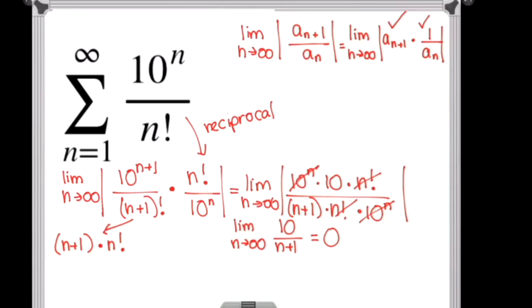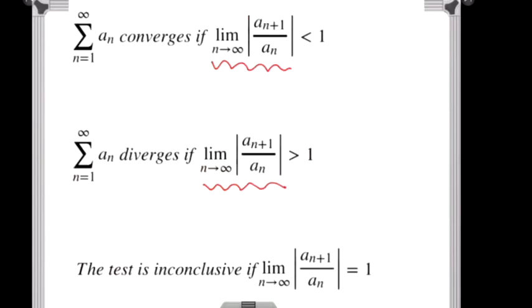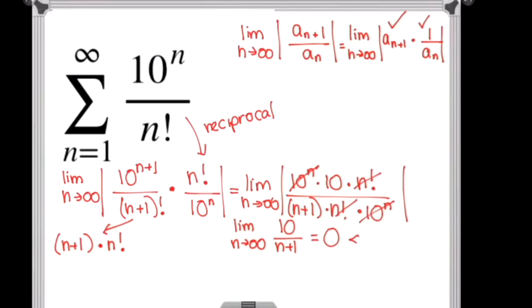So let's go back to the previous screen. If the limit was less than 1, the series converges. And we got our limit to equal 0, which is less than 1. Therefore, it converges by the ratio test. I love the ratio test because it's the same process every time. How do we know when to use it? When we have a mixture of different kind of expressions, factorials, exponentials, polynomials.